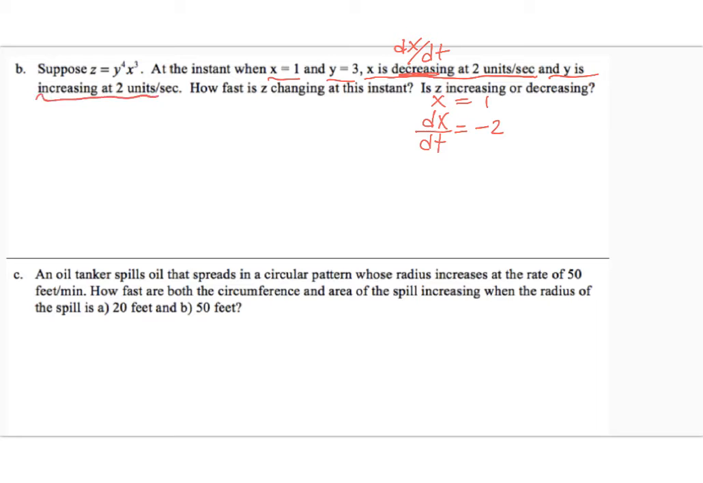Y is increasing at 2 units per second. Cool. So that's dy dt, and that's +2. I'm also going to say y equals 3. How fast is z changing at this instant? So I'm looking for dz dt, and we've got to figure out if that's increasing or decreasing.